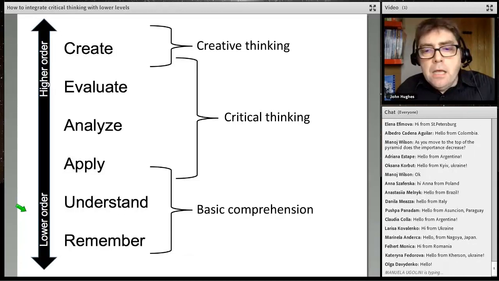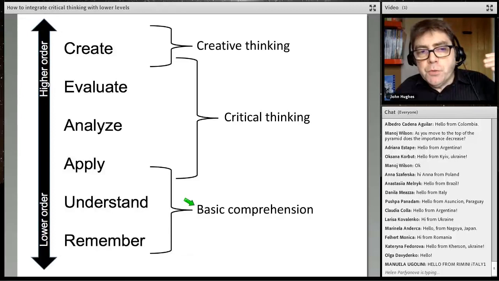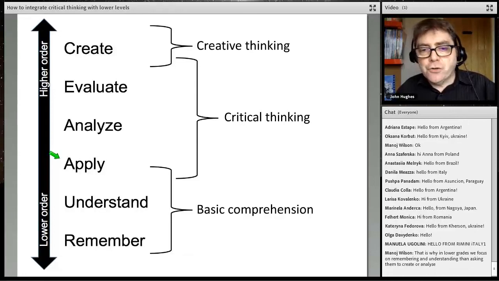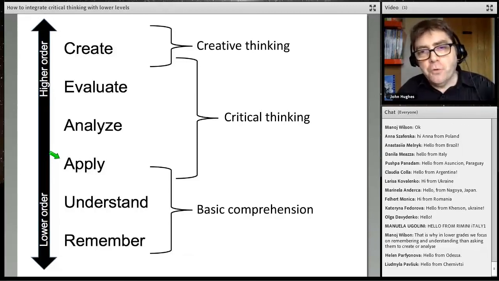Okay. Now, there's a problem here. Quite often when we teach language with lower level students, we use a lot of lower order thinking because we're introducing language for the first time. And the problem is when we get to the apply stage, we often don't get students to think critically. And Manoy's just made a good point in the chat room. It's one of the reasons that we focus on the lower order thinking skills with the lower levels. And sometimes we don't get students to think critically.